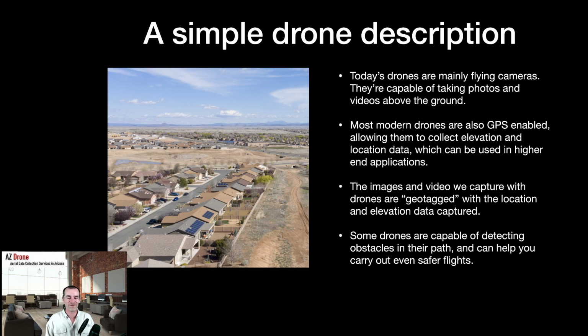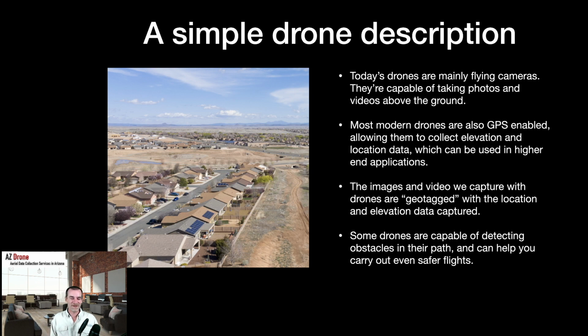What are these drones used for? Yeah, we're going to use them for real estate photography. But mainly, today's drones are flying cameras, okay? They're capable of taking photos and videos, and they can do it from above the ground in the skies. So that offers a really unique perspective, right? Most modern drones are also GPS enabled, so that allows them to collect their location information. They can also do elevation information. And in higher end applications, things that go beyond real estate photography, we can do a lot with the images and data we collect. And we're going to talk about that in a later part of this series.